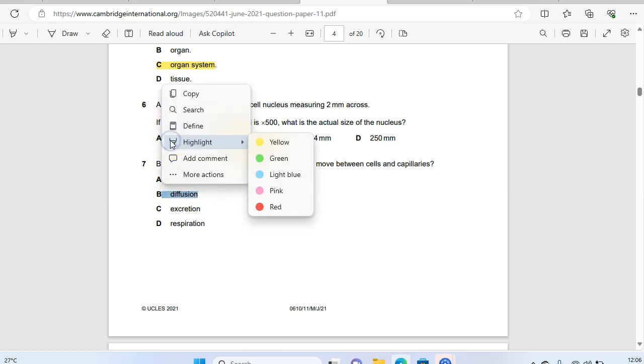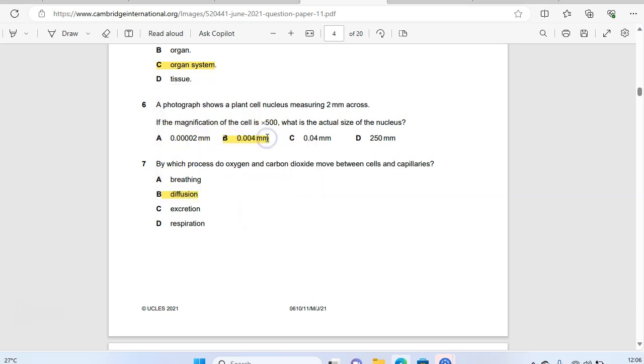Gases usually move in your body with the help of diffusion. Excretion is the process to remove wastage. Respiration is the process to burn glucose in the presence of oxygen and to produce carbon dioxide. Breathing is a mechanical process. It is not a chemical process.